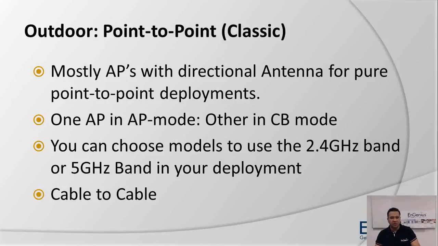The EnGenius product line includes different models for point-to-point or point-to-multipoint deployments. So on both ends of the deployment, you have cable connections, for instance to bridge the networks of two buildings together. If you want to connect further wirelessly, you have to add another indoor access point. In this classic point-to-point deployment, devices are set in AP and CB mode, like I said. And if you want to set up a transparent bridge, then you have to use WDS bridge mode.